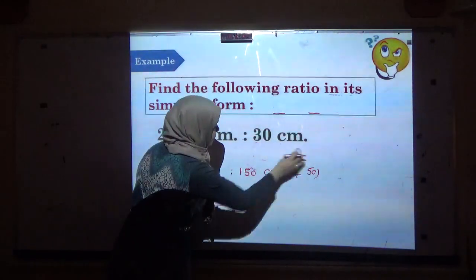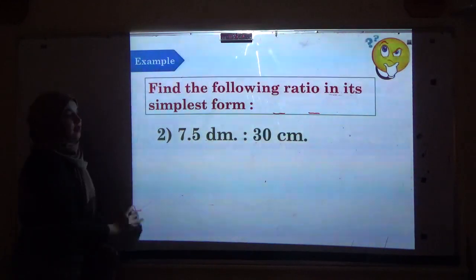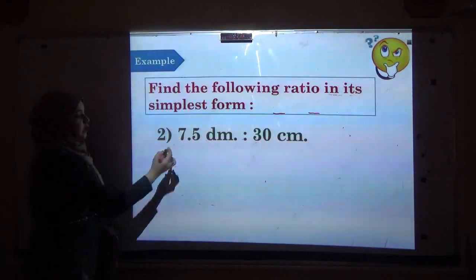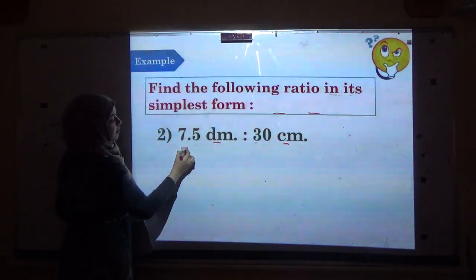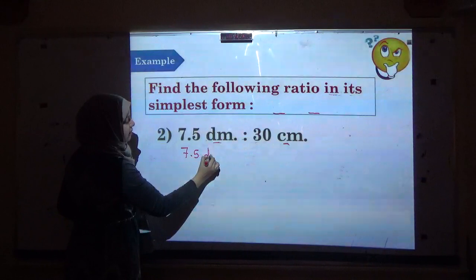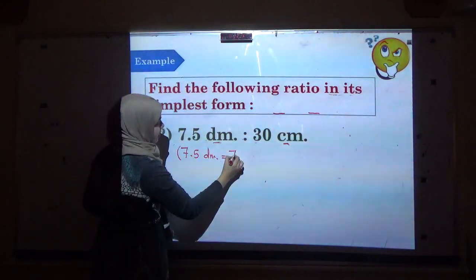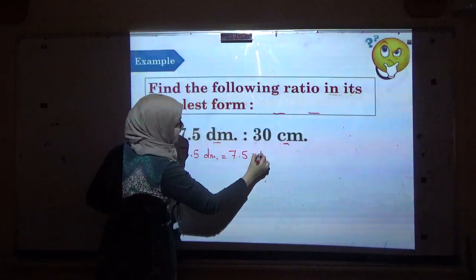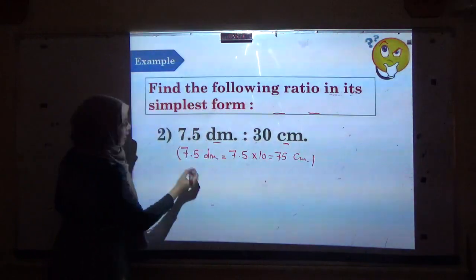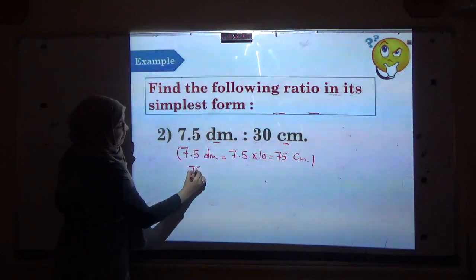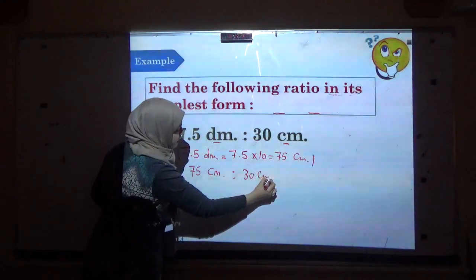Number 2, 7.5 decimeter to 30 centimeter. To convert from decimeter to centimeter, multiply by 10. So we will convert the decimeter to centimeter to make the two terms the same unit. So multiply 7.5 by 10 equals 75 centimeter. So 7.5 decimeter equals 75 centimeter, to 30 centimeter.